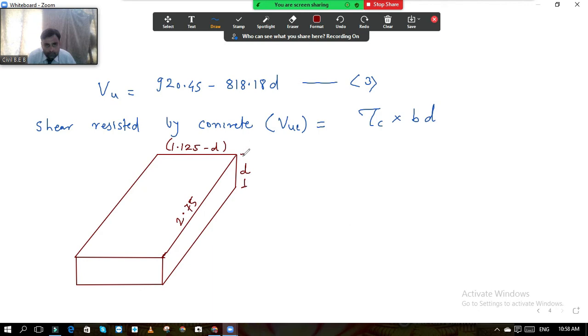This is the depth. So what is the area which will come into contact? I will highlight it so that you will understand which area is coming into contact. Whatever I have shown here by highlighting, this area will come into contact. This is the contact area. This is also called the shear area.